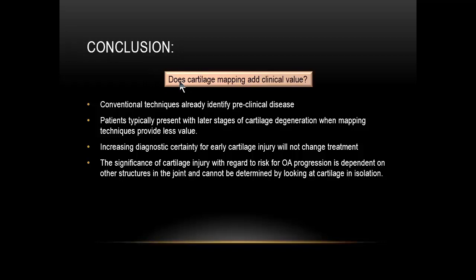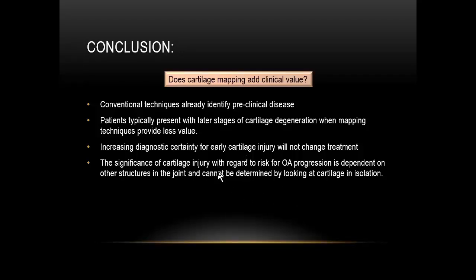If we were to conclude, one of my take-home messages is to have us think about how cartilage mapping adds clinical value. Conventional techniques we already have detect a large amount of preclinical disease that we really don't know what to do with. Patients presenting with advanced joint degeneration are typically at a stage where these techniques are no longer specific. Whether I look at T2 mapping or T1 rho mapping, they're down the pathway where these techniques are no longer responsive in a linear fashion to disease progression. We can use them to increase our diagnostic certainty, but if that certainty is not going to change treatment, it really doesn't add value.